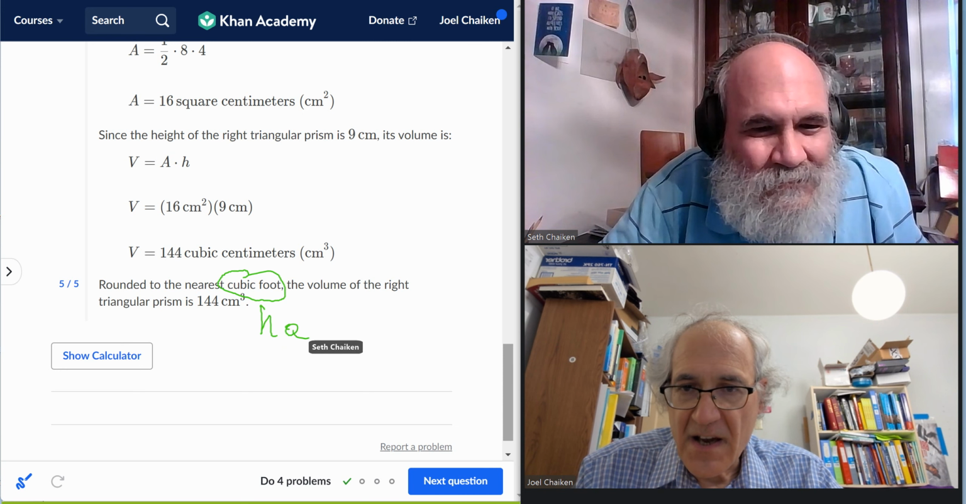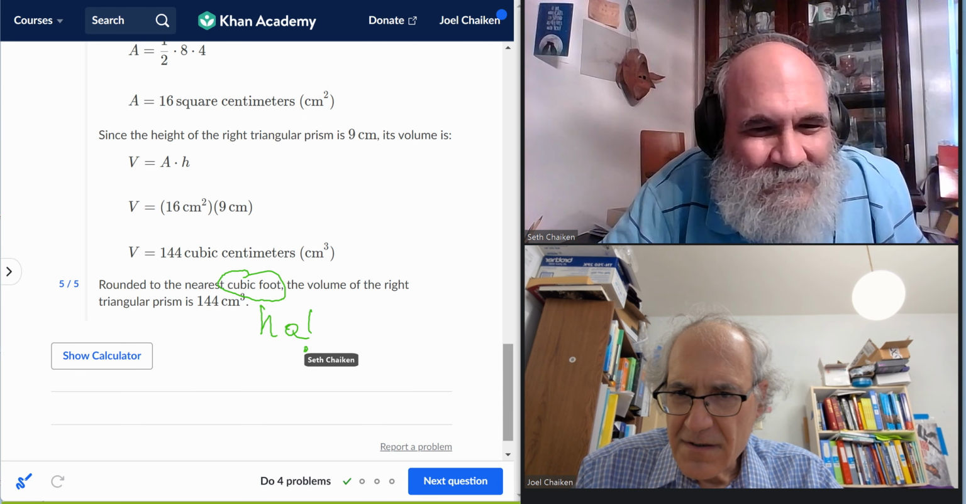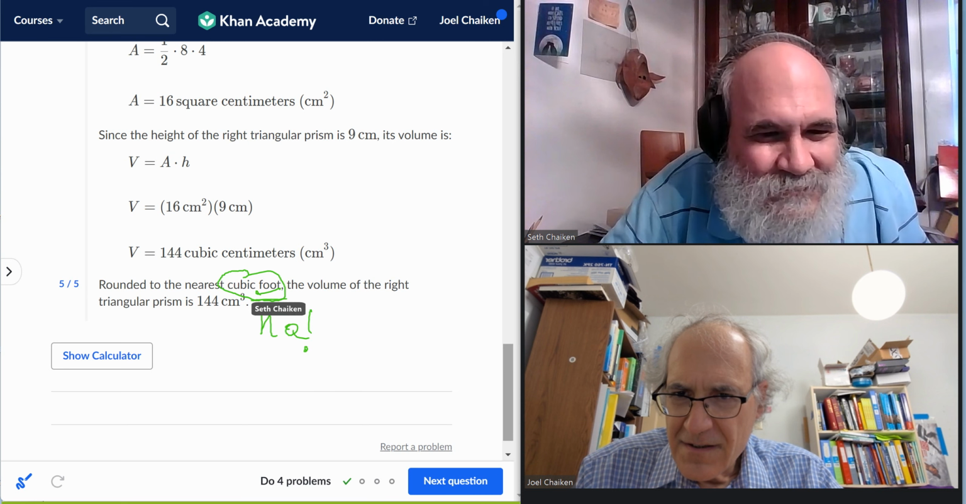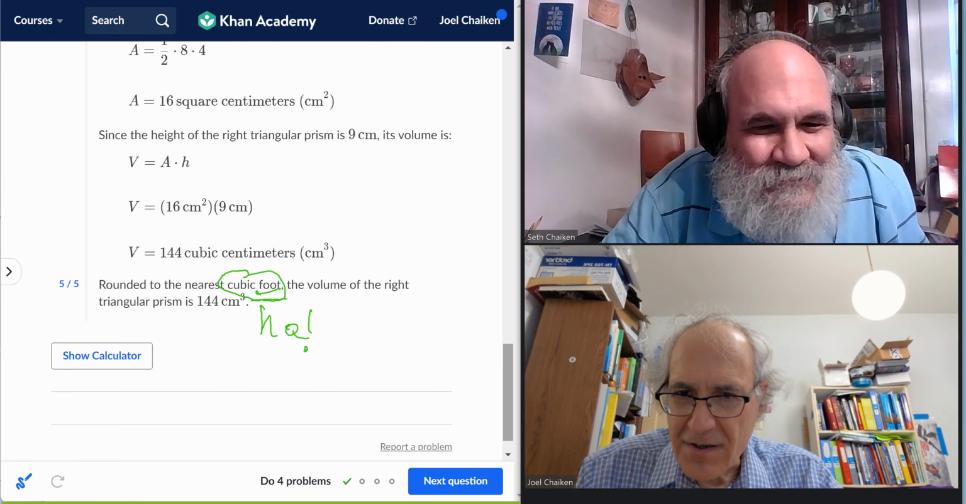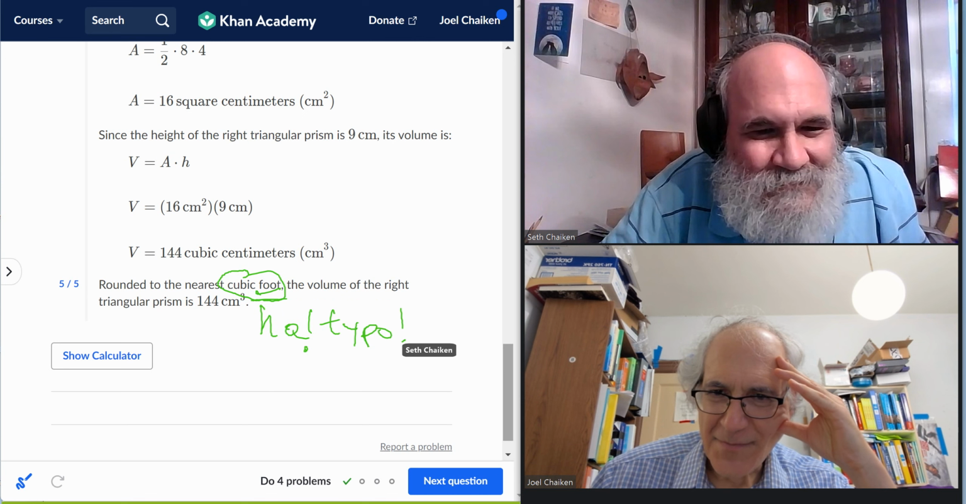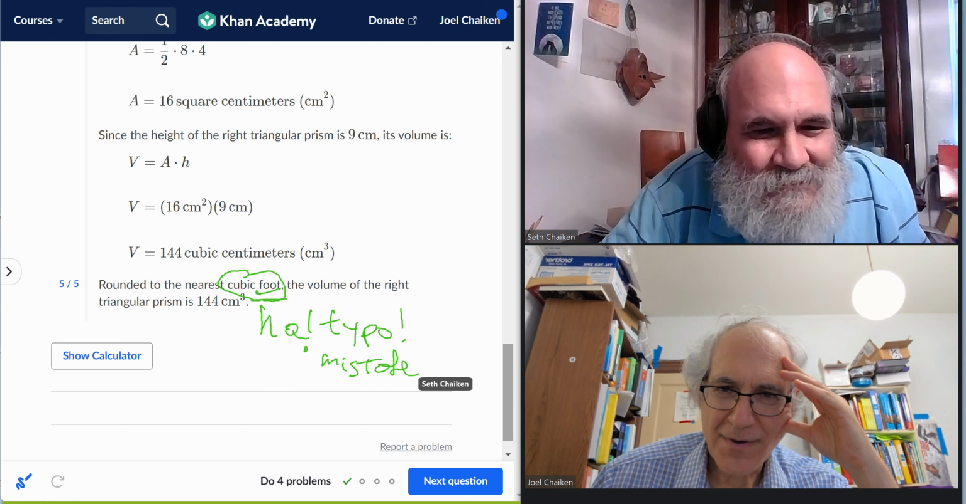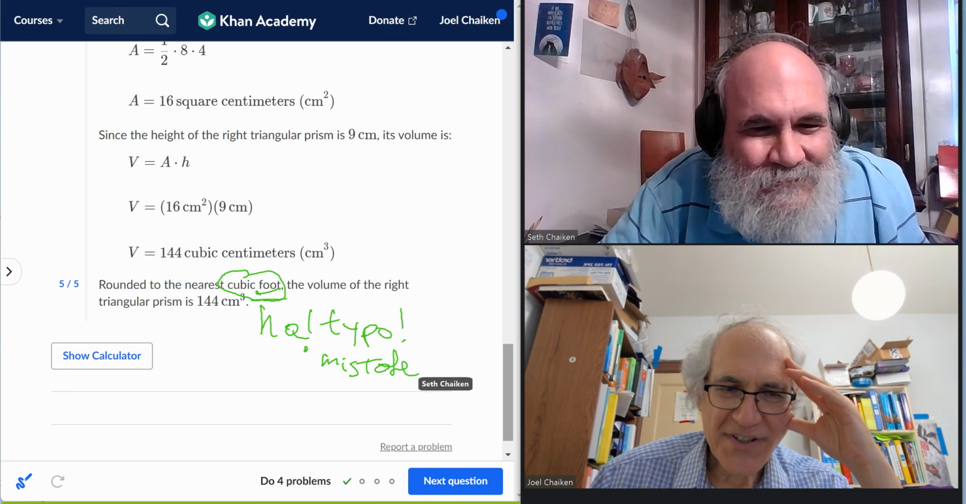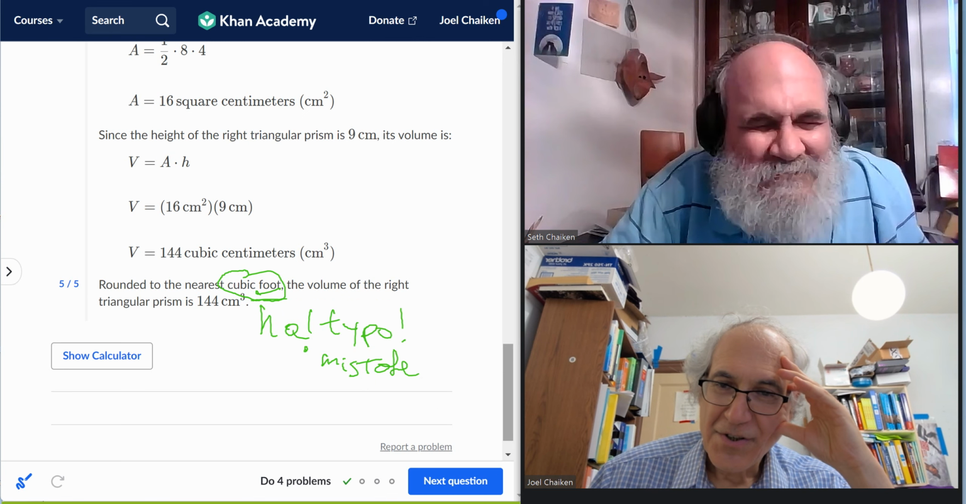Okay, yeah. Oh, wait a second, that's wrong. Wait, rounded to the nearest cubic foot? Wait a second, that's completely wrong. It's rounded to the nearest cubic centimeter. Seth, good catch. Yeah, good catch.